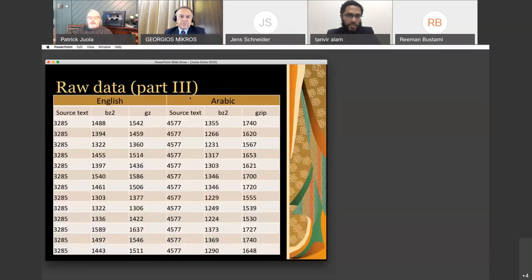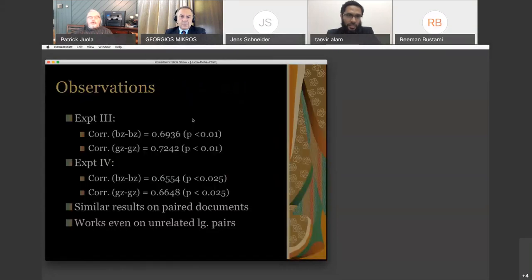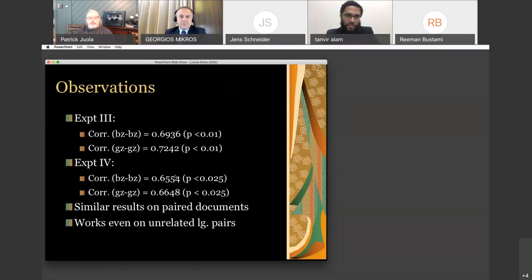So here's part three of the data. Here's part four of the data. And more importantly, the correlations are still incredibly high, even when we get results on paired documents instead of on the same documents. So in other words, people who write complicated stuff in English also have complicated Arabic, given the limitations of the fake translated data that I had to use.